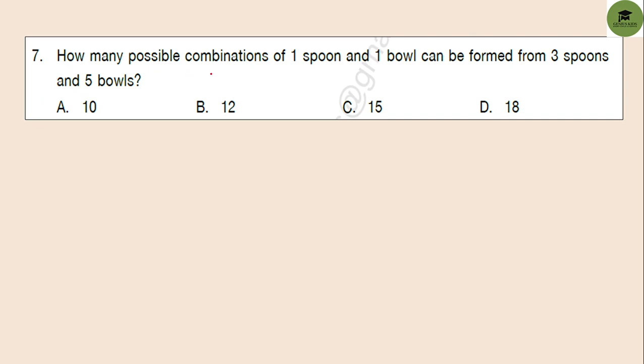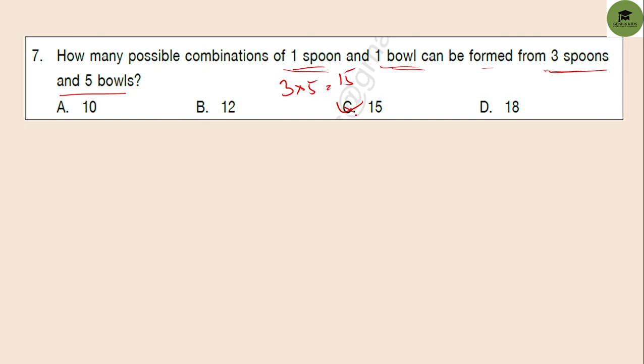How many possible combinations of one spoon and one bowl can be formed from 3 spoons and 5 bowls? This type of question you can answer like this: when you see one spoon and one bowl, you just multiply 3 spoons and 5 bowls. 3 into 5, 15.